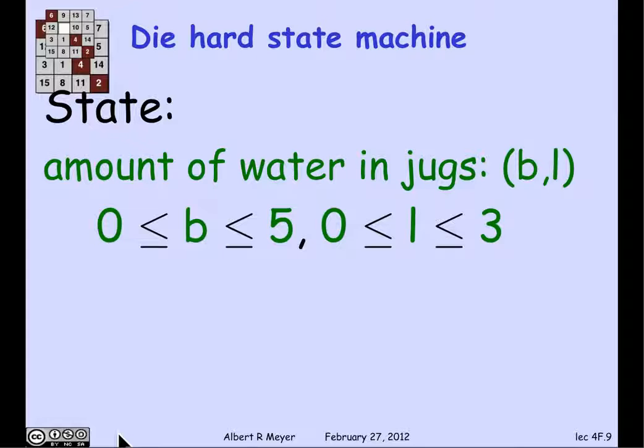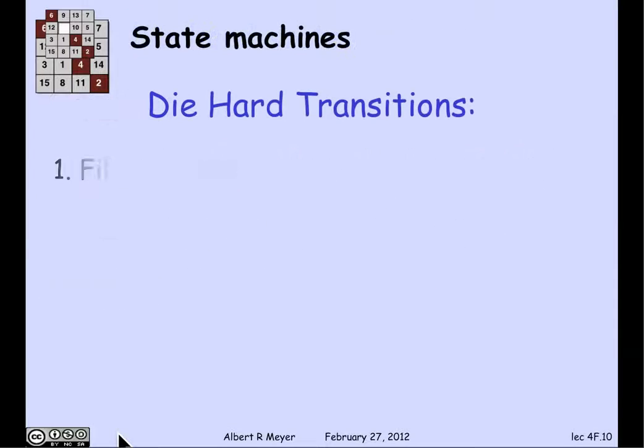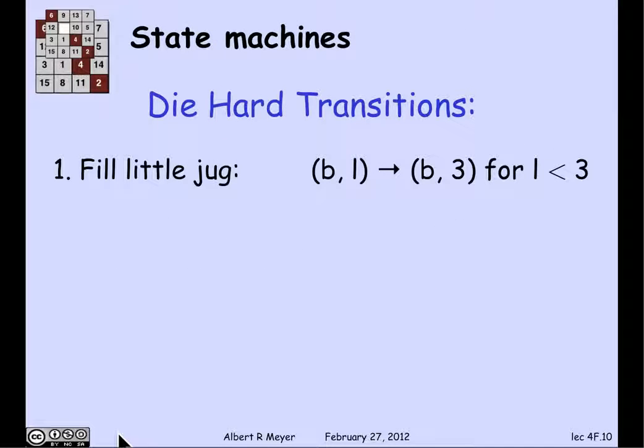So let's formalize the possible moves that we can have. First of all, the start state is 0, 0 because we start with both jugs empty. And then what are the possible transitions of how B and L moves? Well, let's see. The fill the little jug move amounts to saying that if you have an amount of B in big and L in little, then you can make a transition called fill the little jug into B in big, still unchanged, and 3 in little for L less than 3.